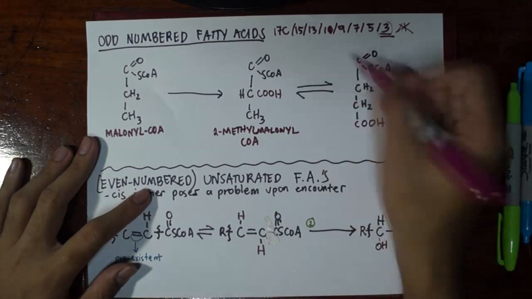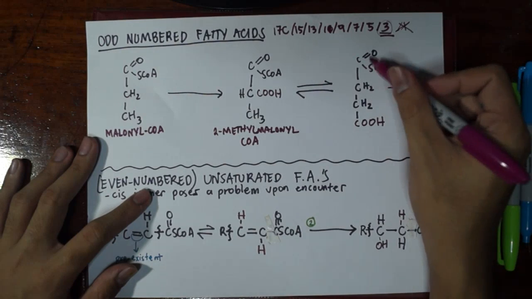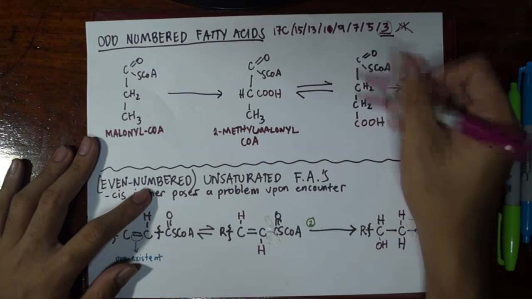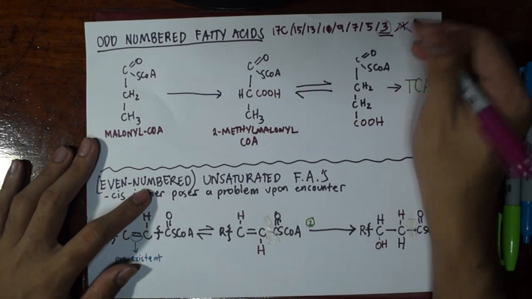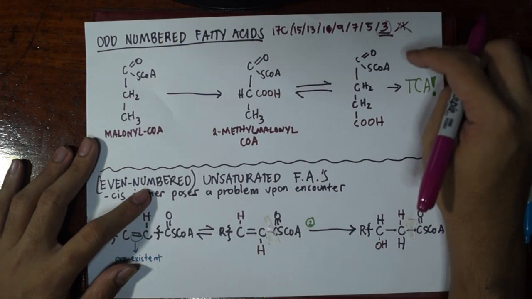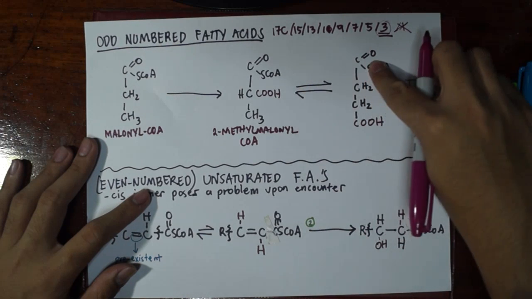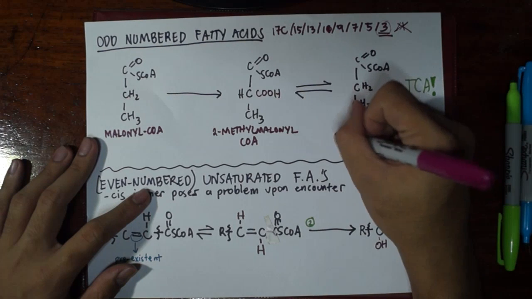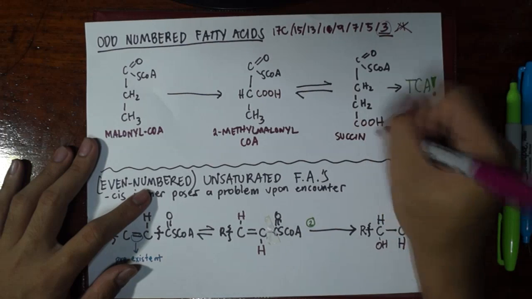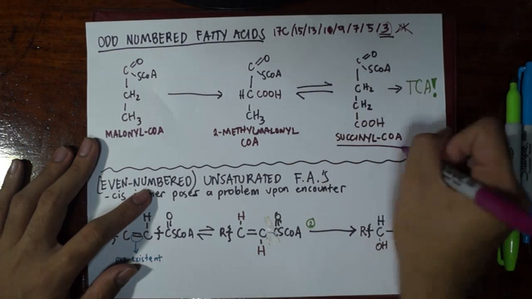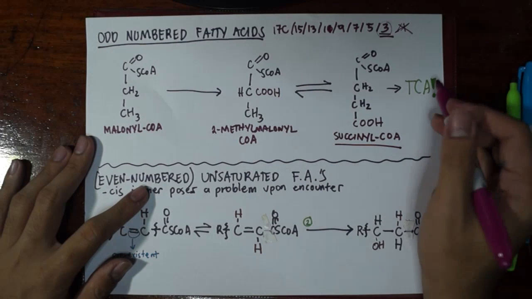What happens is that it rearranges to form this. And this is a 4-carbon straight chain dicarboxylic acid, and I hope you have recalled this. If you remove this and this becomes COOH, it's simply COOH, CH2, CH2, COOH, and that is succinic acid. But with CoA, it's succinyl-CoA. And guess what? Isn't this a metabolite in the tricarboxylic acid cycle?